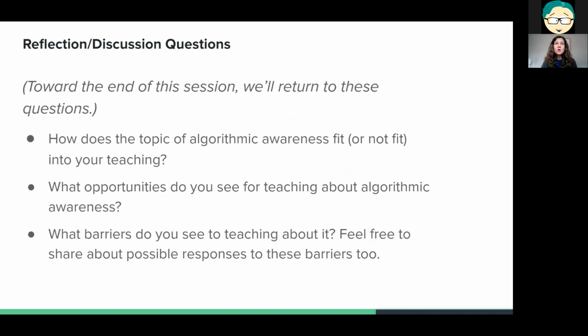Okay, I'm going to, in a moment, show you the workshop that I do and give you a little more background on the workshop, but I wanted to give a heads up that these are questions you might be thinking about and that we'll have an opportunity to discuss. So one is, how does the topic of algorithmic awareness fit or not fit into your teaching? Another is what opportunities you see for teaching about algorithmic awareness and what barriers you see to teaching about it. And you might also think about possible responses to those barriers.